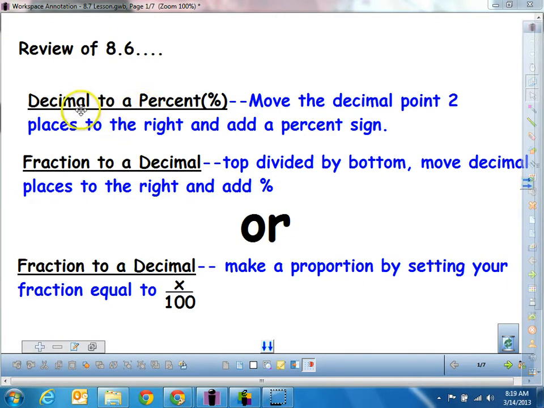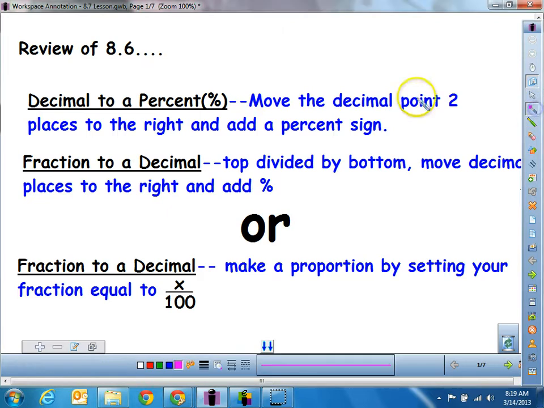When we need to change a decimal to a percent, what we want to do is move the decimal point 2 places to the right and add a percent sign. So for example, if I had 0.12, I'm going to go 2 places to the right and add a percent sign. So 0.12 is equal to 12%.